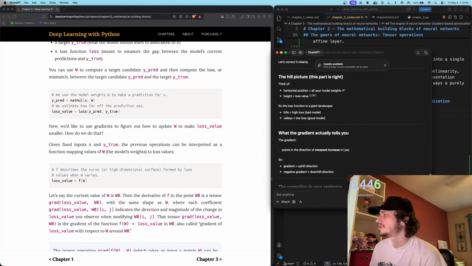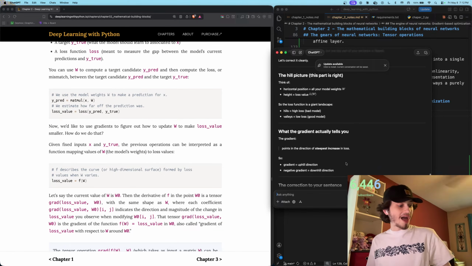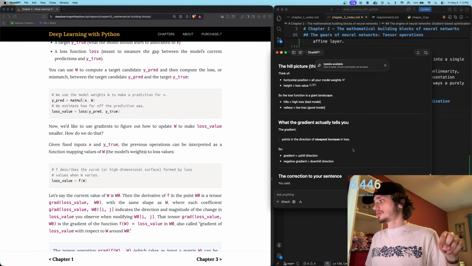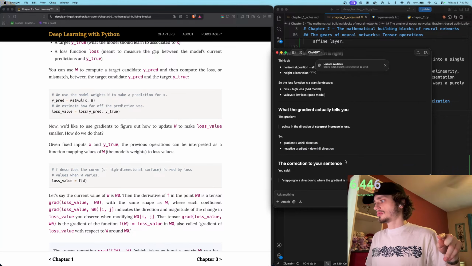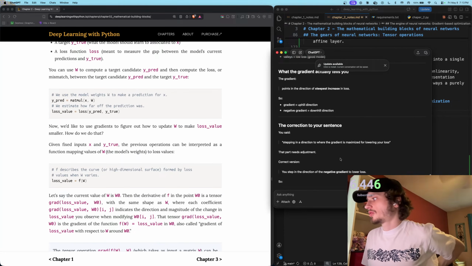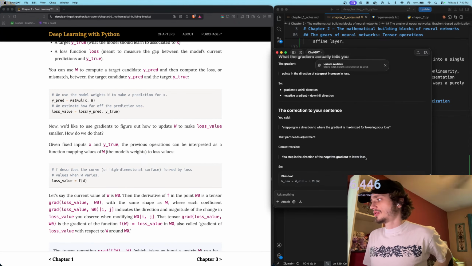What the gradient actually tells you: the gradient points in the direction of the steepest increase in loss, right? So we're standing on the hill. We see, okay, that way is a cliff down. That way is my steepest, right? The gradient points in the direction of the steepest increase in loss. So the gradient is the uphill direction, and the negative gradient is the downhill direction. You said stepping in a direction to lower your loss. Correct? You step in the direction of the negative gradient to lower your loss.